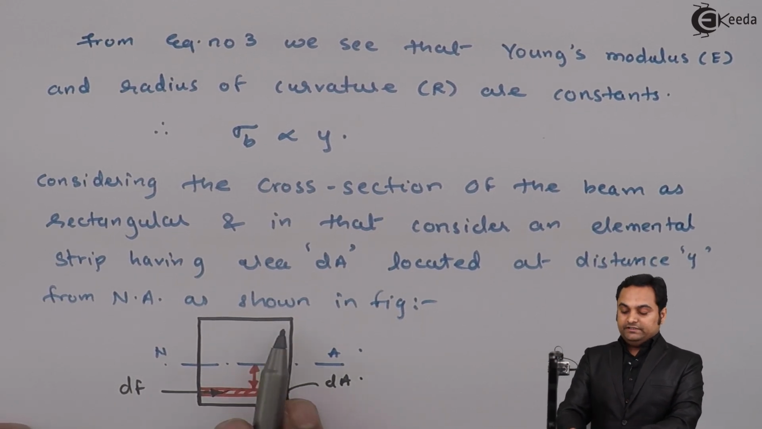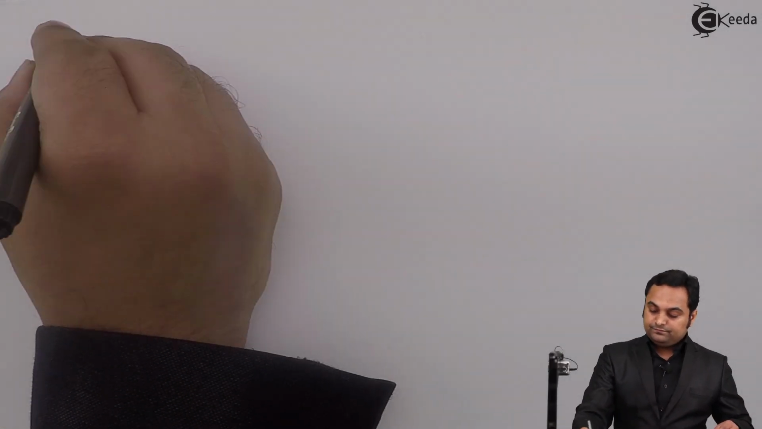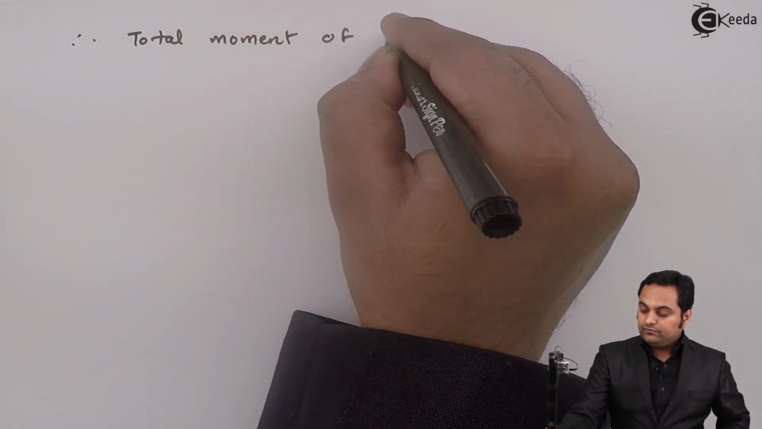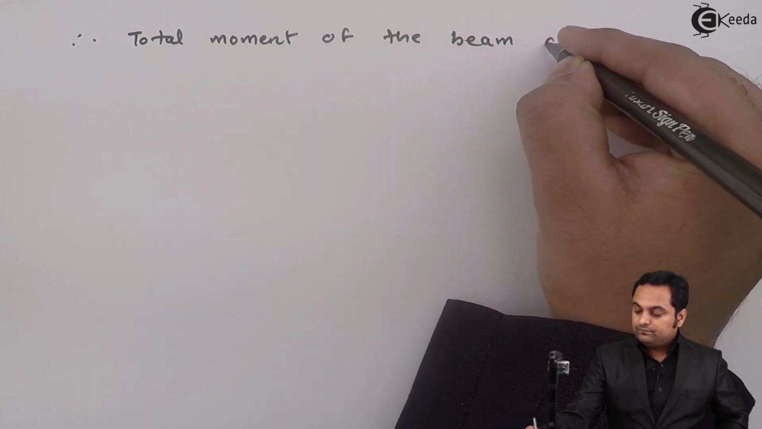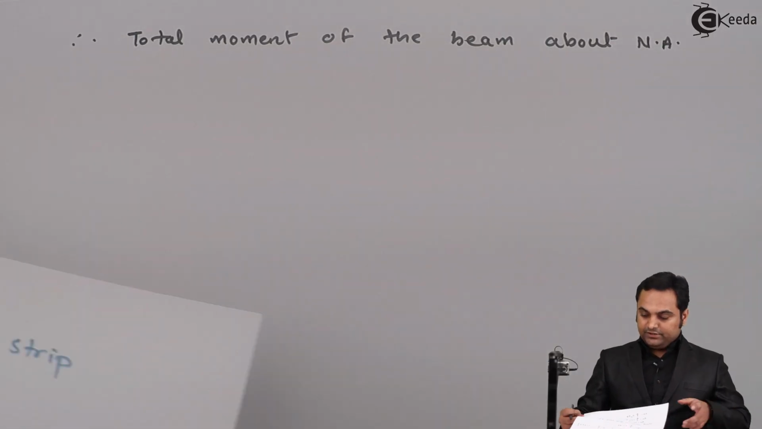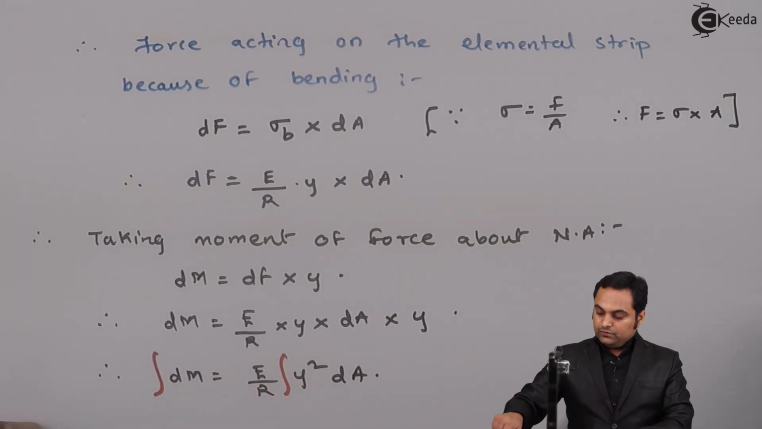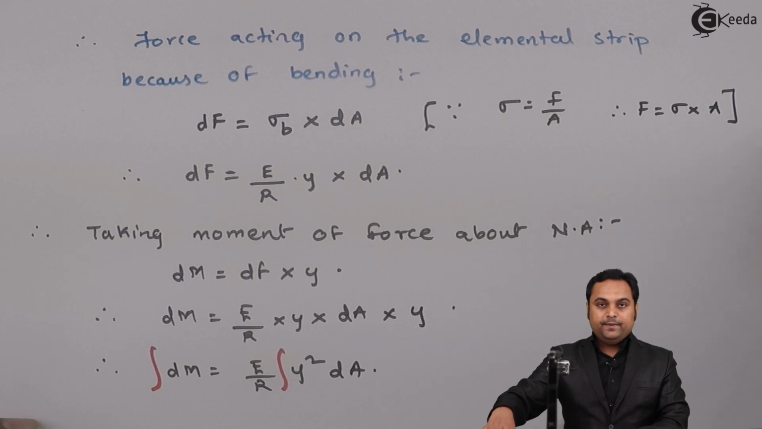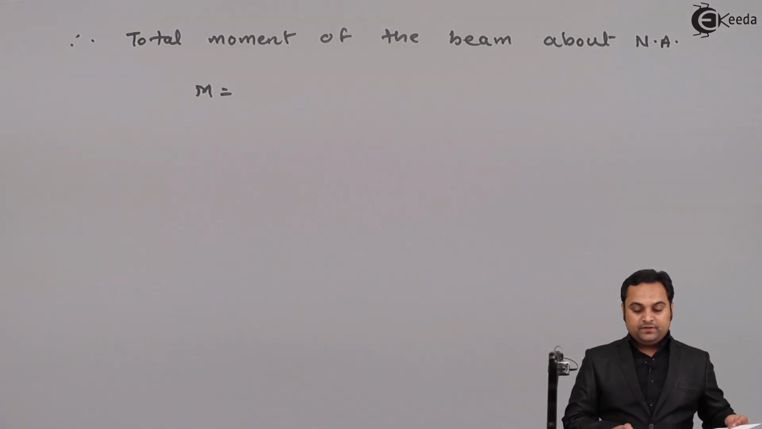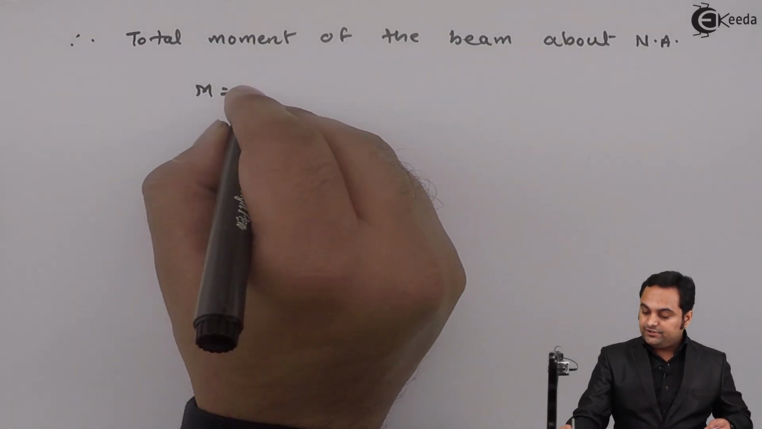Now if I consider the entire beam, then the total moment of the beam about neutral axis will be, so for that total moment, here I will have to integrate this equation. So here integration of dm will become capital M. Next, after this, here E by R, I'll keep it as it is because it is a constant.